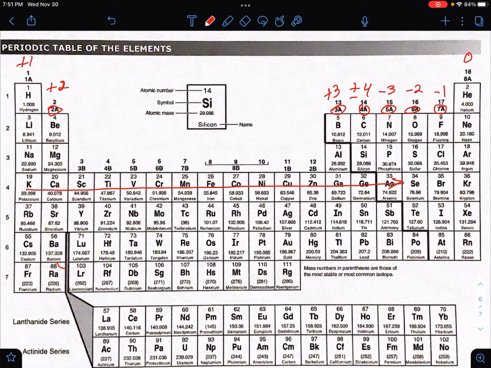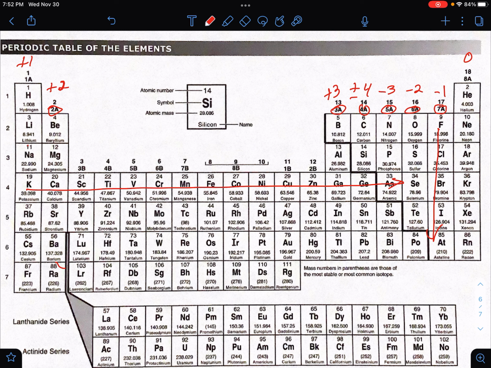So your rings aren't really changing. You're not getting more energy levels or rings, you're getting more protons, which will pull those electrons in tighter. Now, as you go down a group, it's definitely going to get bigger because you're adding more and more of those energy levels, and they're getting further and further away from the nucleus.